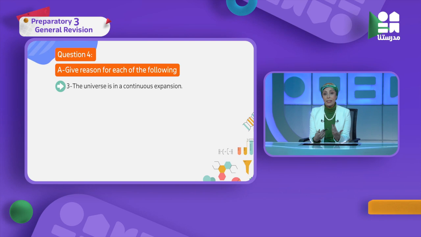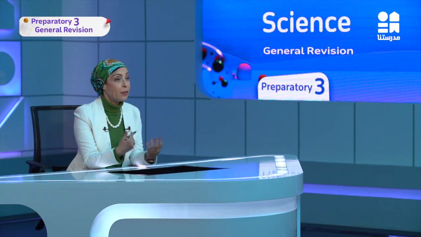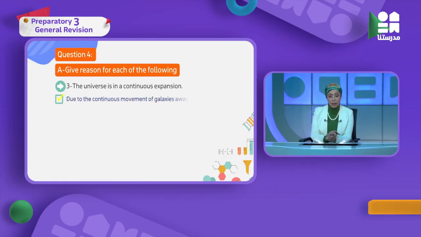Next, the universe is in continuous expansion. Why is the universe in continuous expansion? I said before, as soon as I find the words continuous expansion, I go straight back and say it is due to the movement of the galaxies away from each other. And when I find galaxies away, I say continuous expansion of the universe. The two are related to each other and each depends on the other. So the answer is because it's due to the continuous movement of the galaxies away from each other.